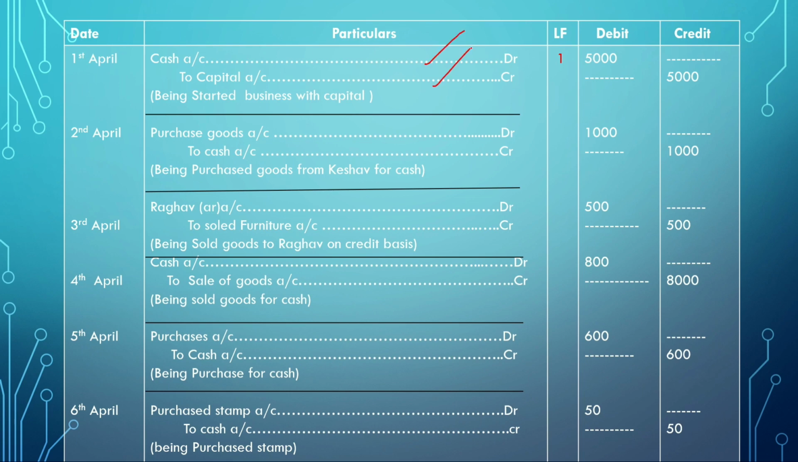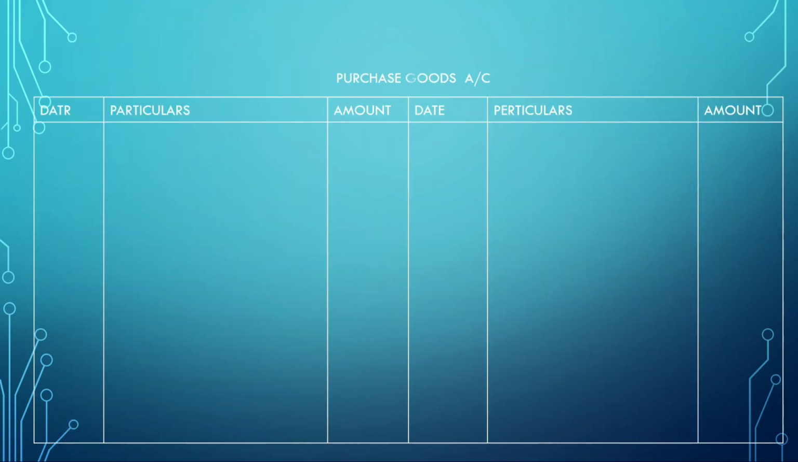Cash is completed, capital is completed, and next we have the purchase of goods account. So the purchase of goods account is the third item here. On 2nd April, purchased goods account debit. The purchased goods account comes on the left-hand side, as a debtor. This transaction happened on 2nd April with the amount of 1,000 rupees. The purchased items are coming in, and the opposite is the cash going out. Once the cash goes out, the goods are received.